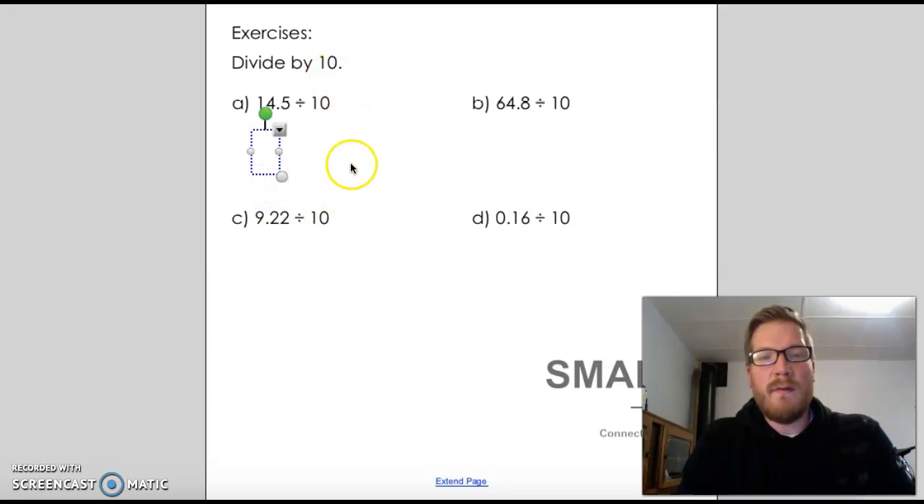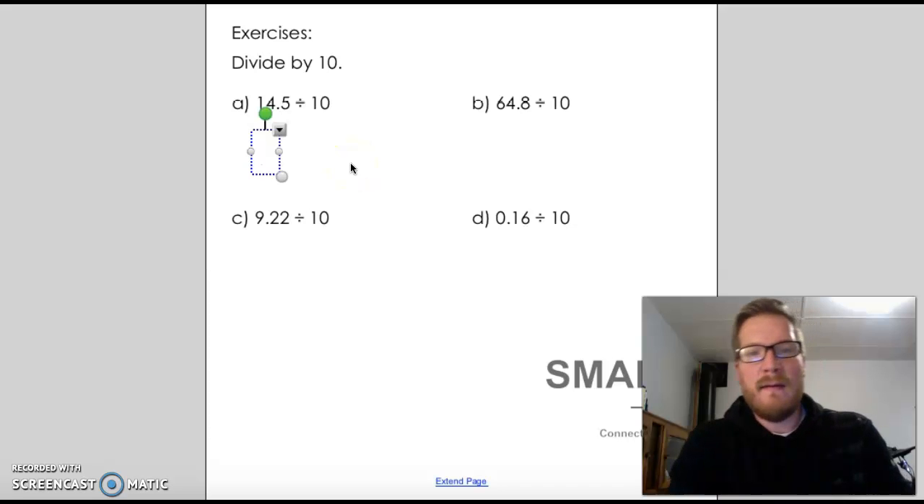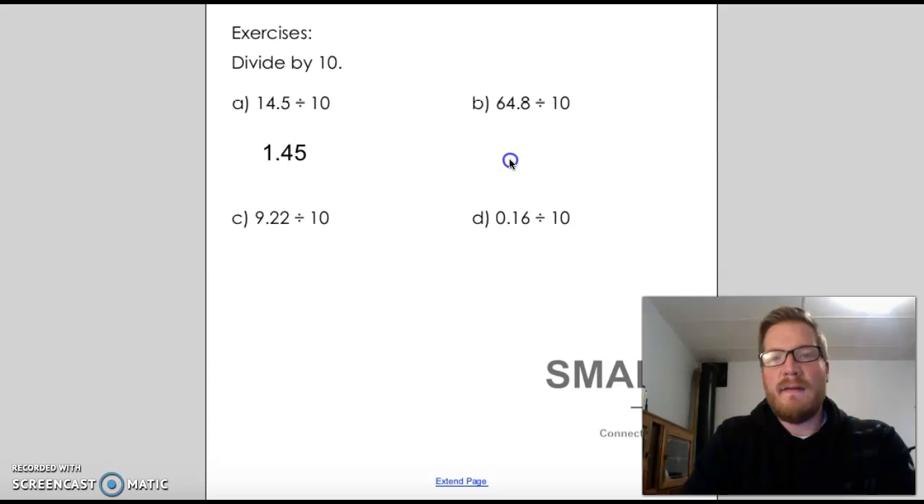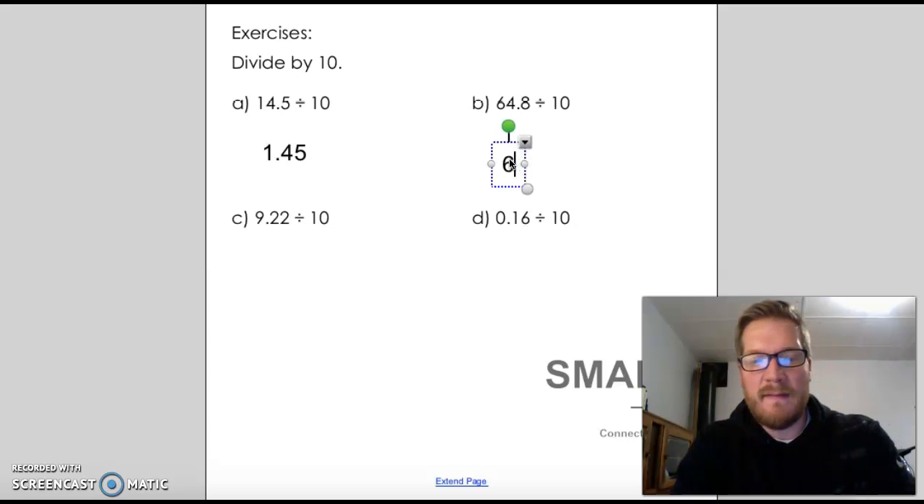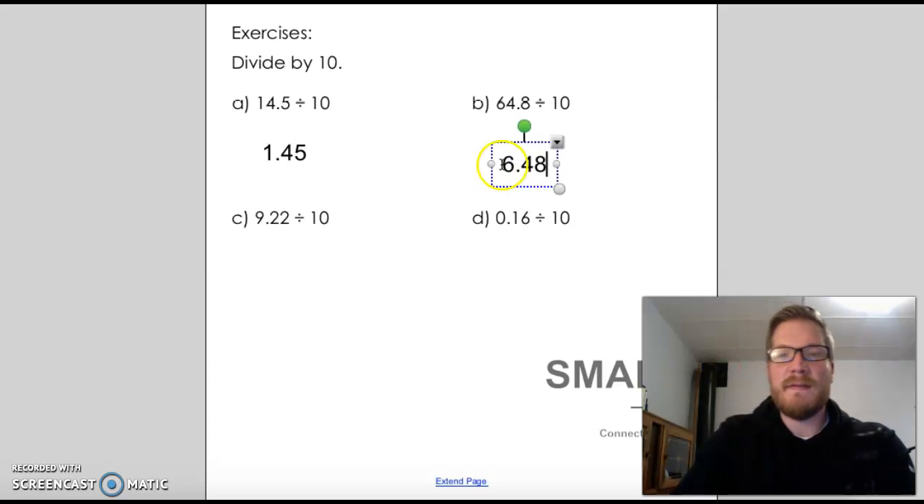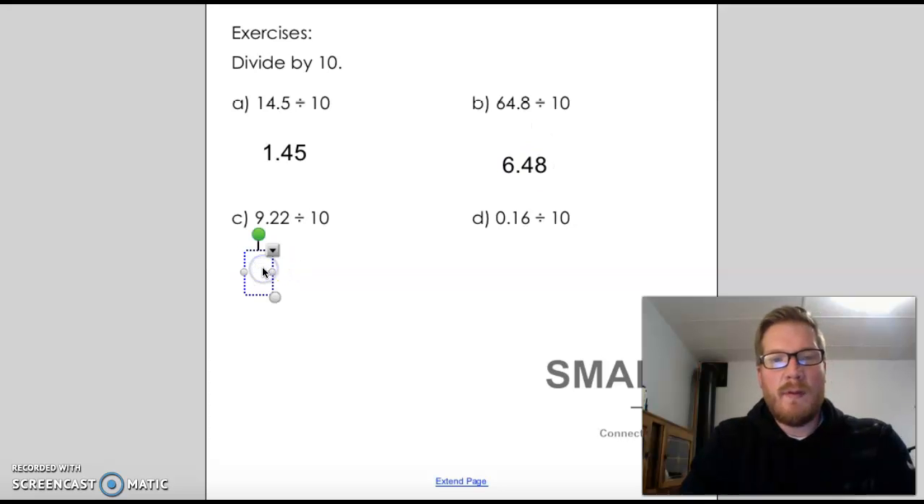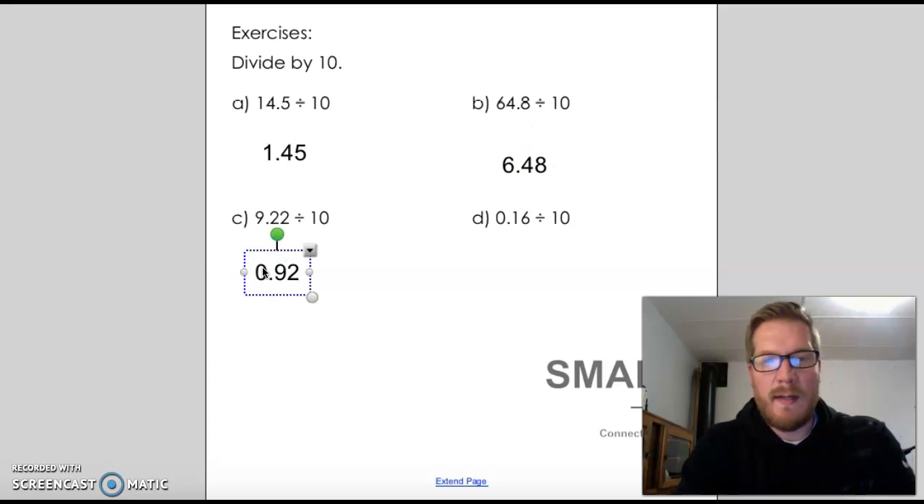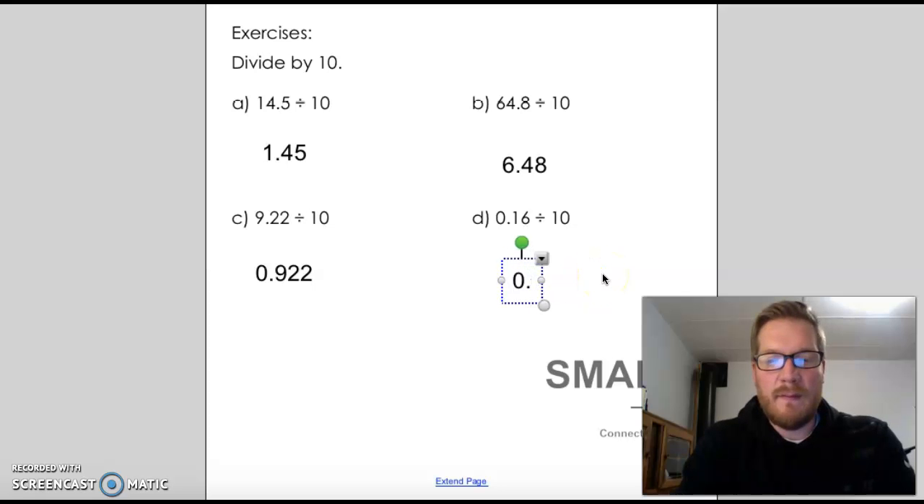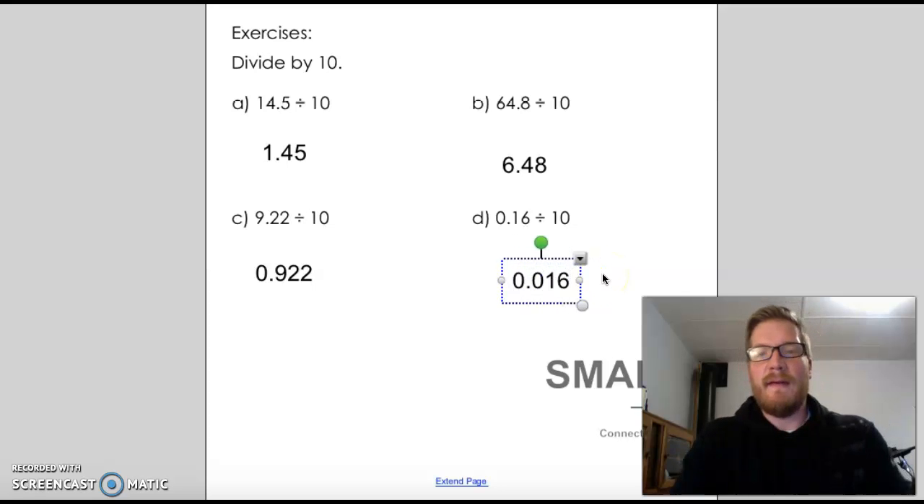So we have 14.5 divided by 10, which is going to be 1.45. 64.8 divided by 10 is 6.48. 9.22 divided by 10 is 0.922. And 0.16 divided by 10 is 0.016, because again, all the decimal places go one spot to the left.